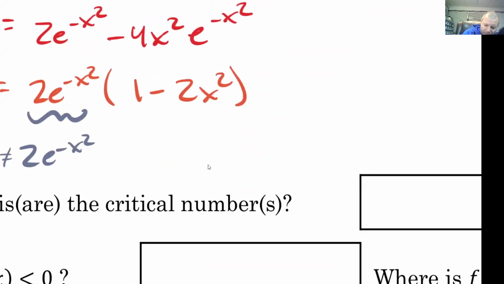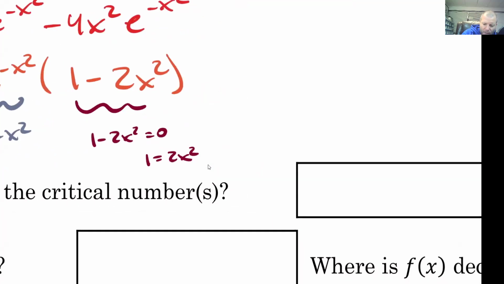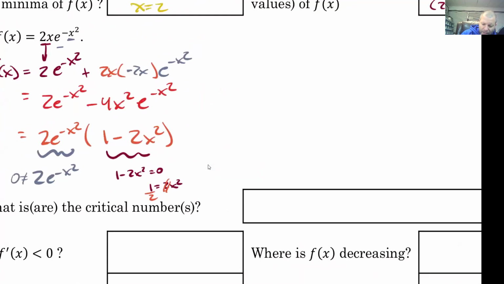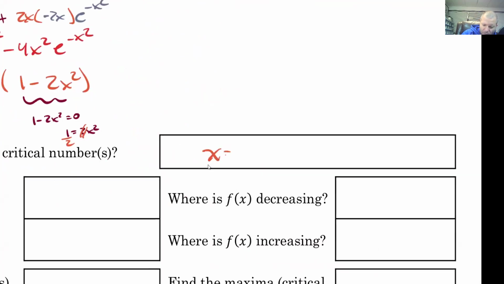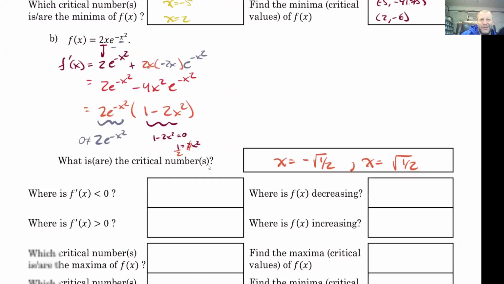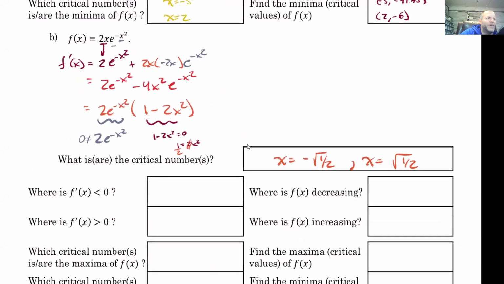Over here, we're going to get 1 minus 2x squared equals 0. So I can bring stuff over to get 1 equals 2x squared. And then when I divide by 2, I can take the square root. So we're going to get two critical numbers. x is equal to negative square root of 1/2, x is equal to positive square root of 1/2. This might be the same as that question from the notes, by the way. Right, so we have these critical numbers.